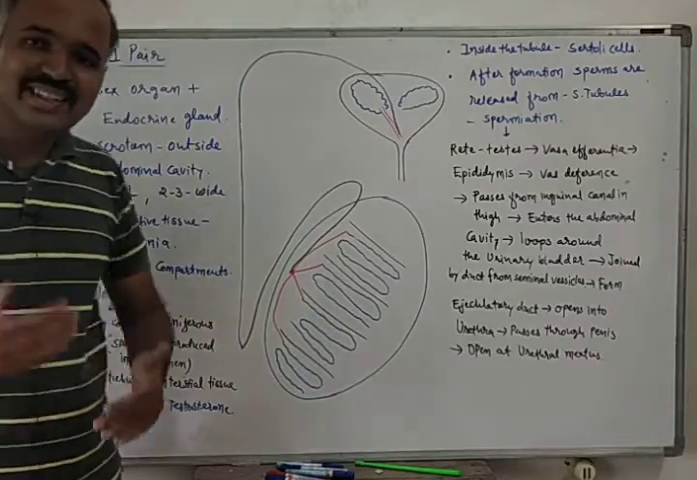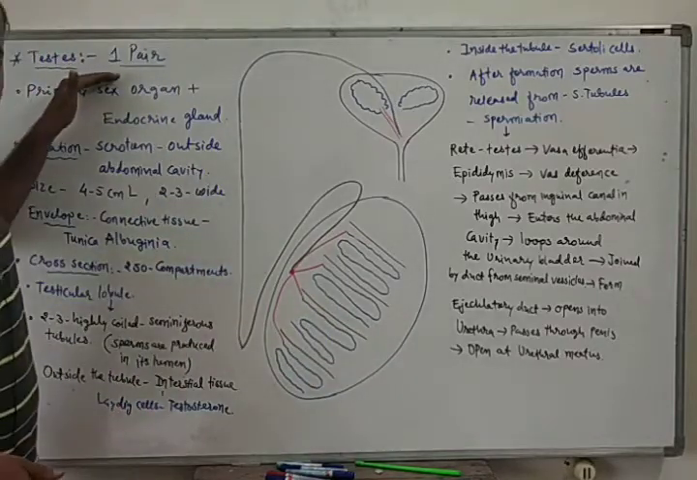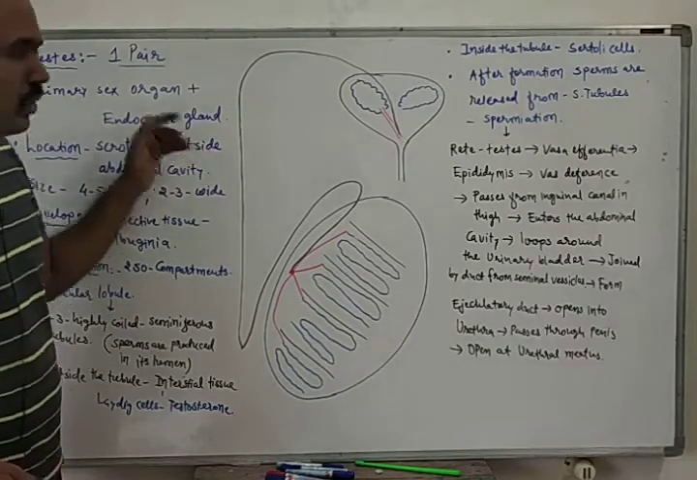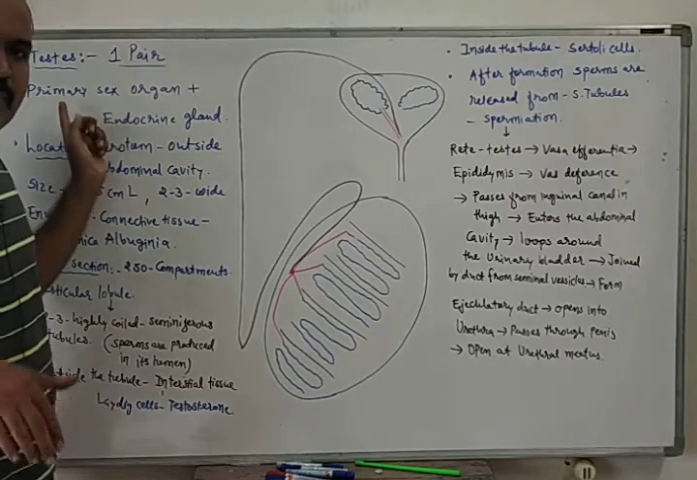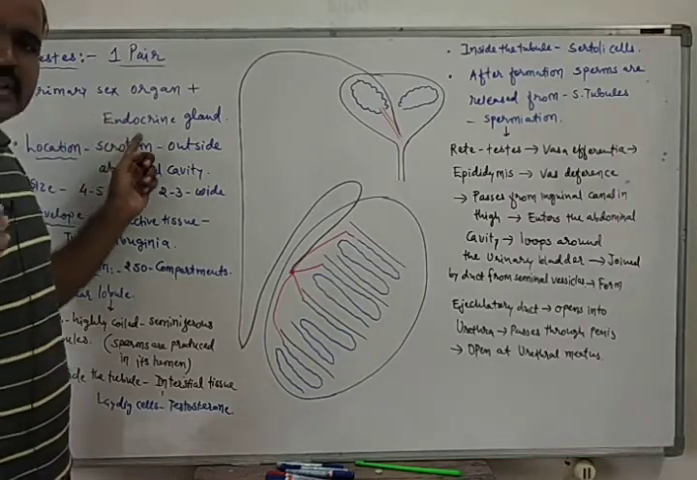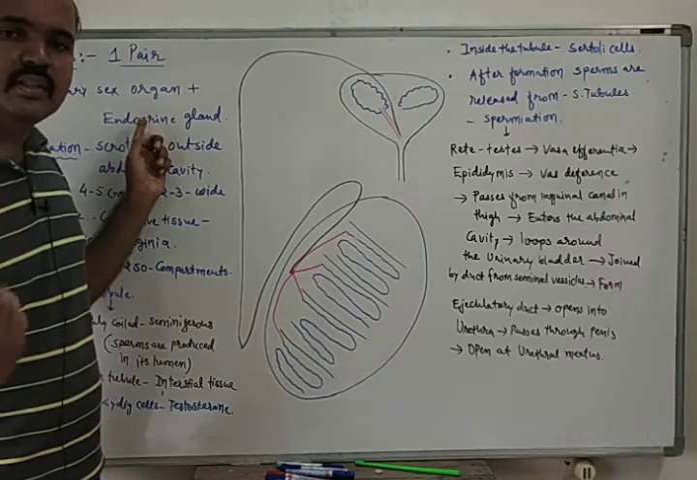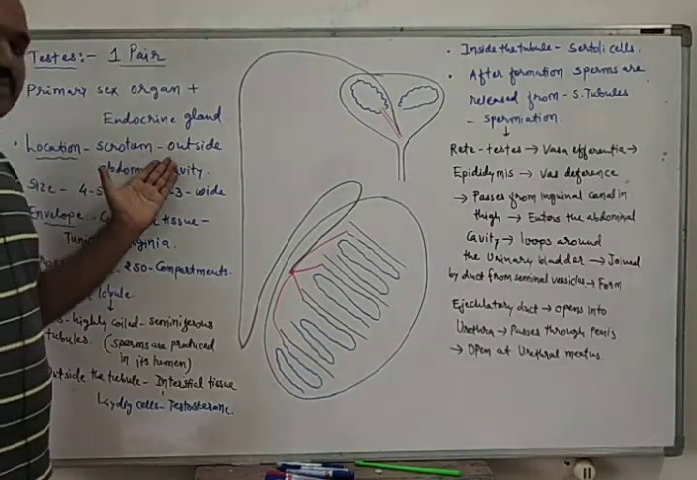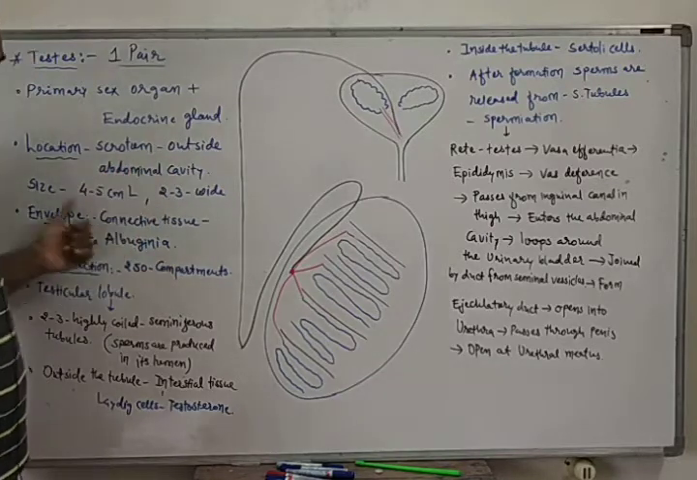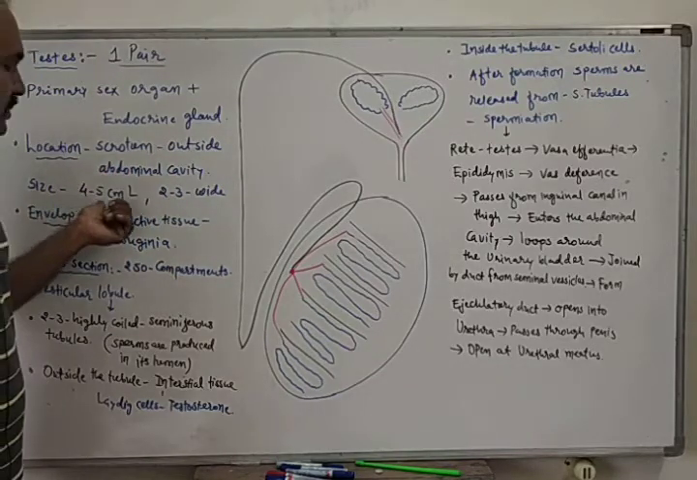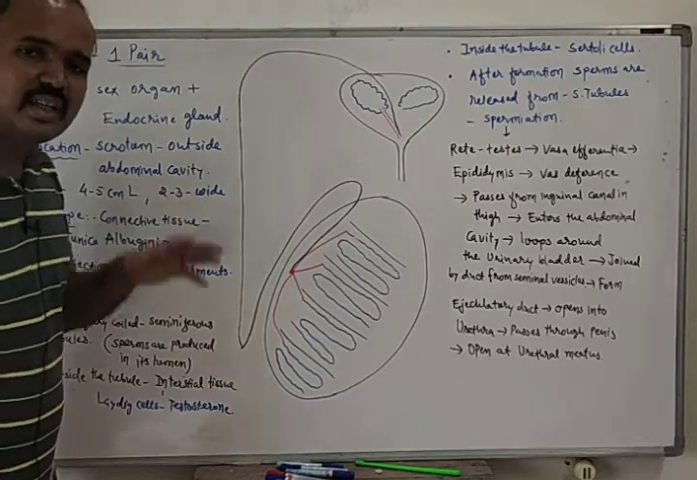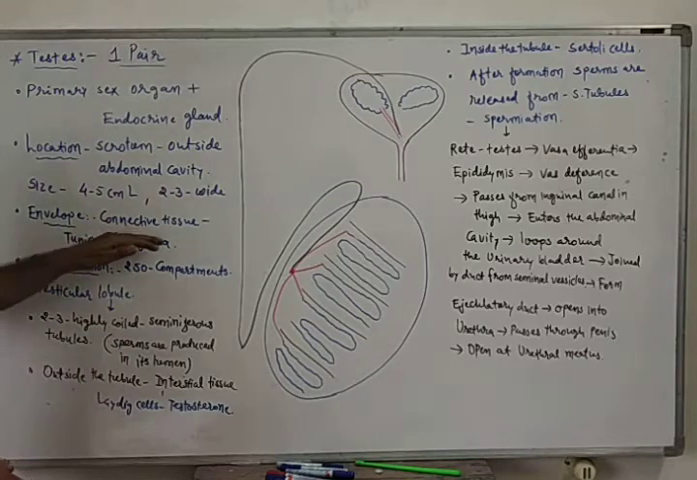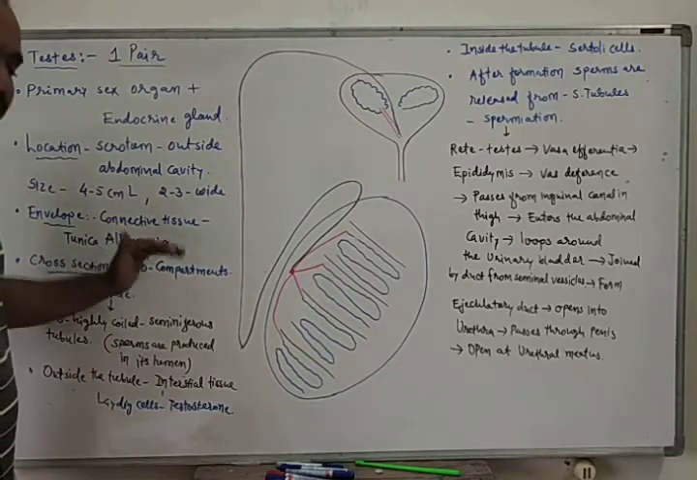So let us revise the testis again. Testis is a paired gland; it is a primary sex organ and also an endocrine gland. When it works as a primary sex organ, it produces sperm, and when it works as an endocrine gland, it produces hormones like testosterone. It is located in the scrotum, which is present outside of the abdominal cavity. The size of the testis is 4 to 5 centimeters in length and 2 to 3 centimeters wide. The envelope of the testis is known as tunica albuginea, and it is made up of connective tissue.